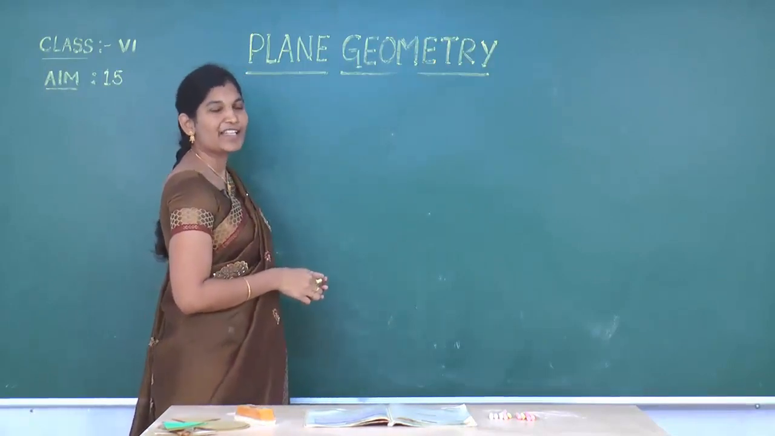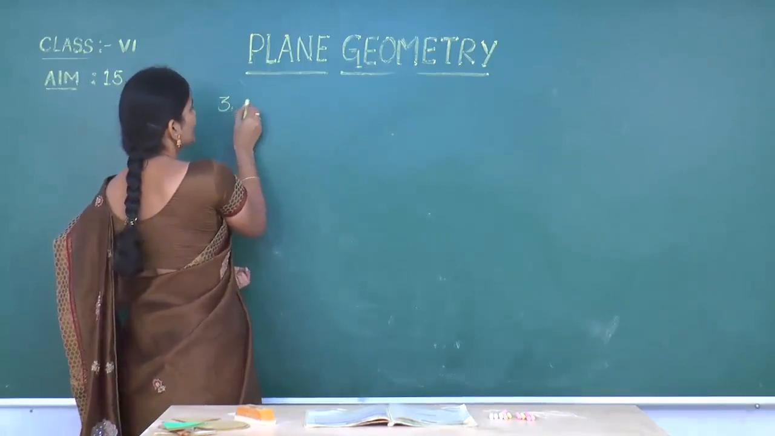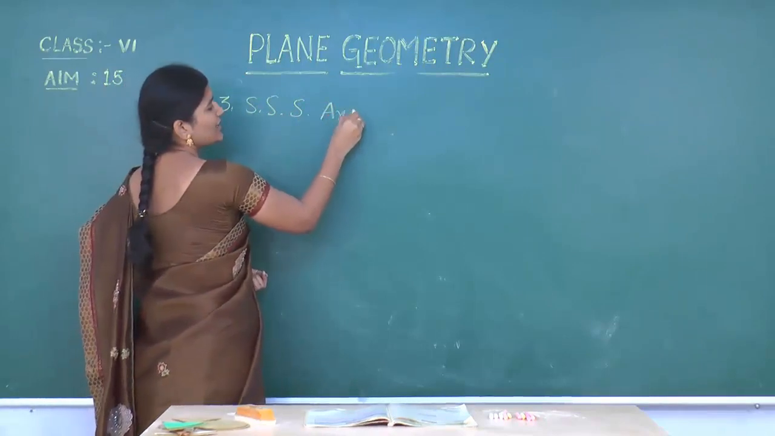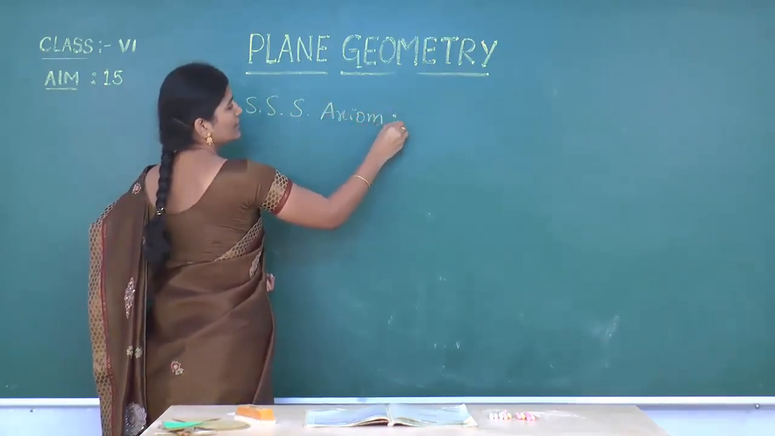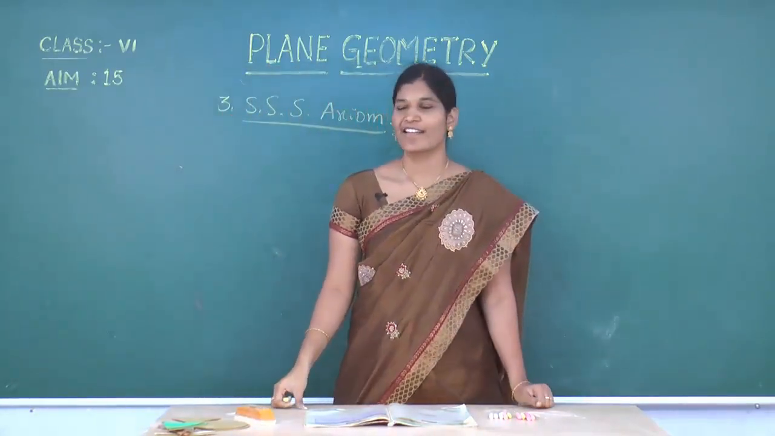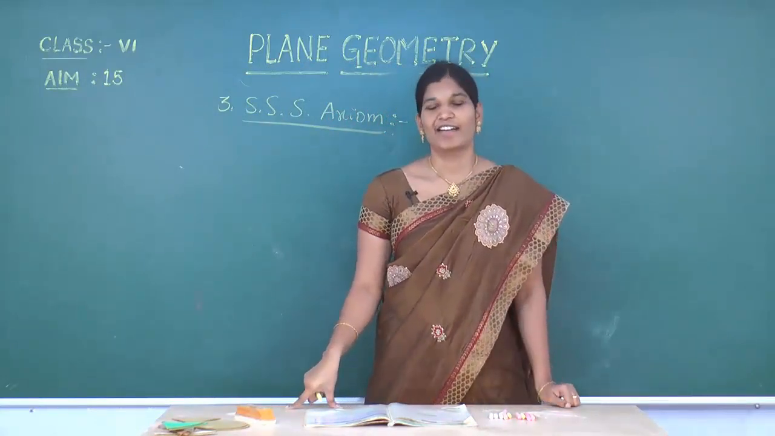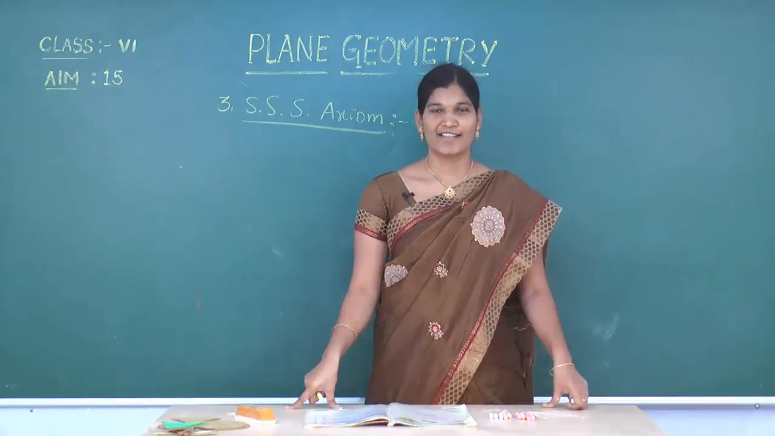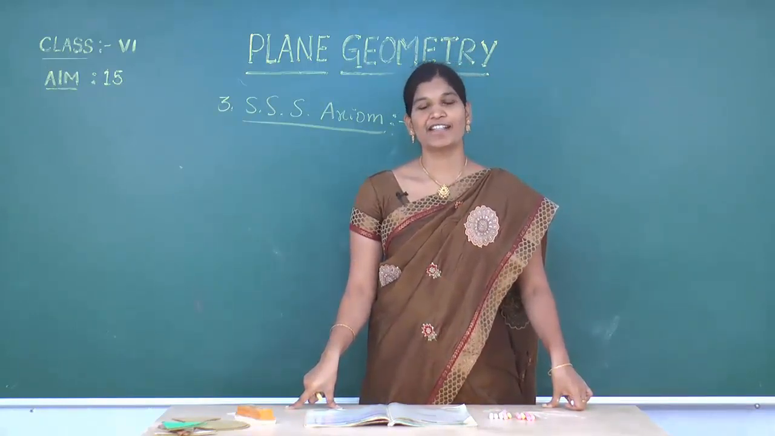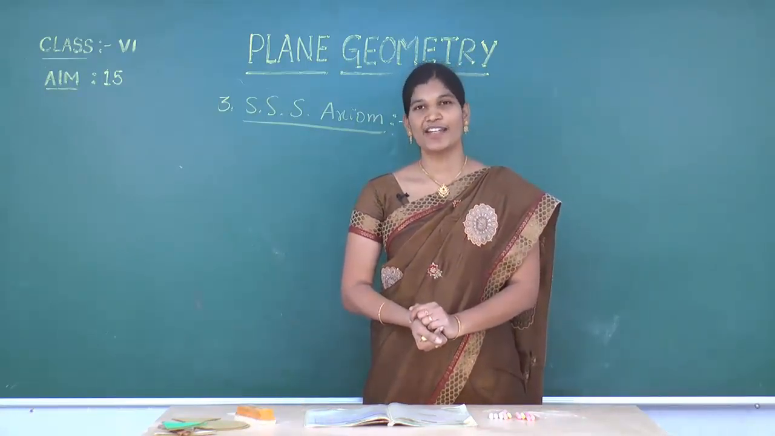And the third axiom is the SSS axiom. What is meant by triple S? Here each S represents the sides of a triangle. So simply we can say, if in a triangle all three sides are equal to the corresponding three sides of another triangle, then we can say those two triangles are congruent to each other.